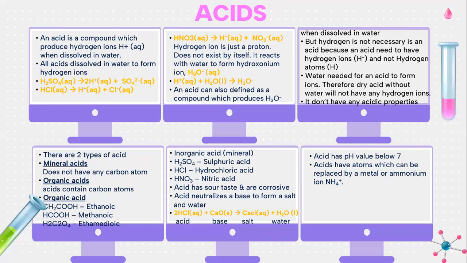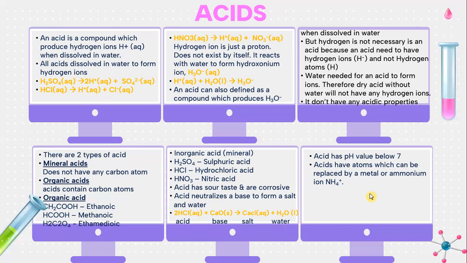Acids have a sour taste and are corrosive. An acid neutralizes a base to form a salt and water. You can see the chemical equation below: 2HCl plus CaO to form CaCl2 plus H2O. 2HCl is an acid, plus CaO is a base, to form salt, CaCl2, in aqueous form, and H2O in liquid form, which is water.